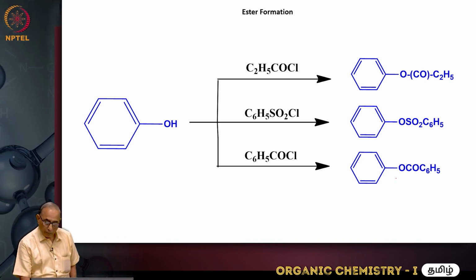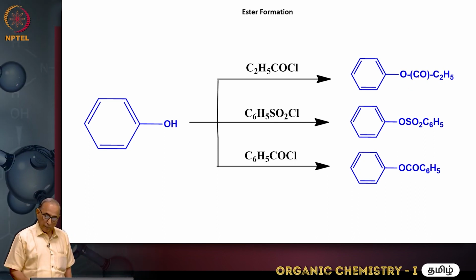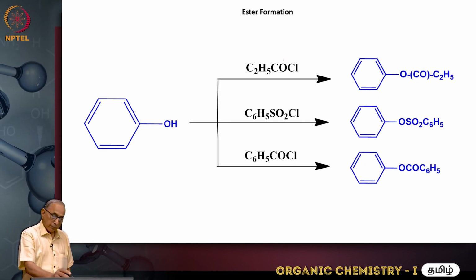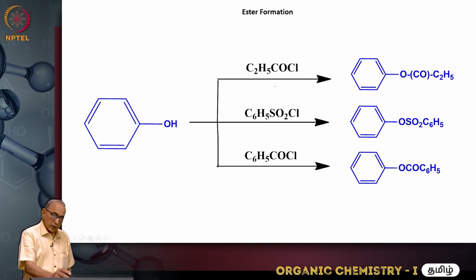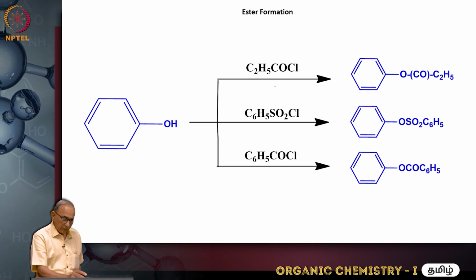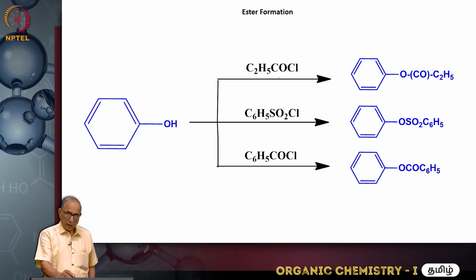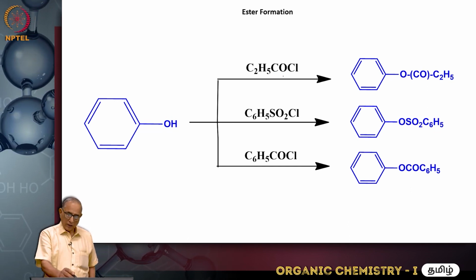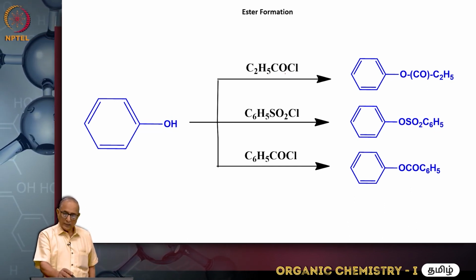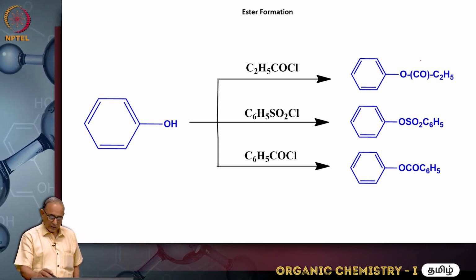This OCO group is the ester group. Here also you have OCO group. Here it is attached to C2H5 because the product is formed from C2H5COCl. Actually, the lone pair on the phenolic oxygen attacks this carbon of the acyl chloride, which is C double bond O, and then displaces the chlorine as chloride ion and produces this ester.